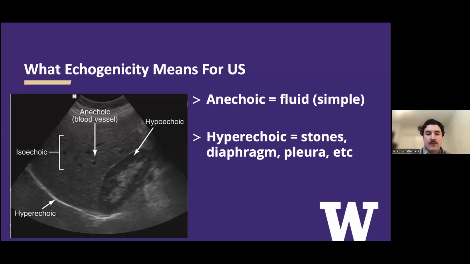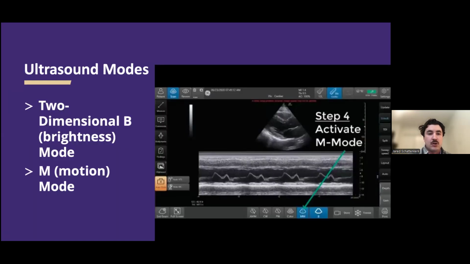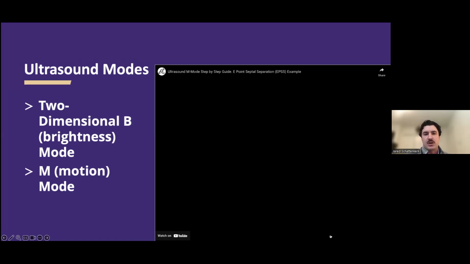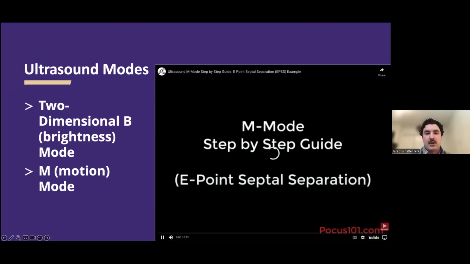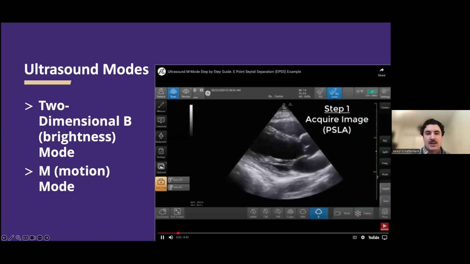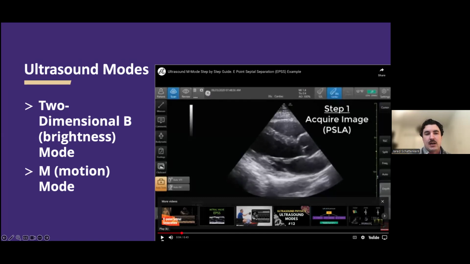So there are a lot of different ultrasound modes that you can use. The two we're going to talk the most about: first is B mode. I won't go too much into that, but that's essentially just the normal ultrasound that you use. When you turn on the ultrasound and you can adjust the brightness, that's B mode. The second modality, which maybe not everyone has experience with, is called M or motion mode.